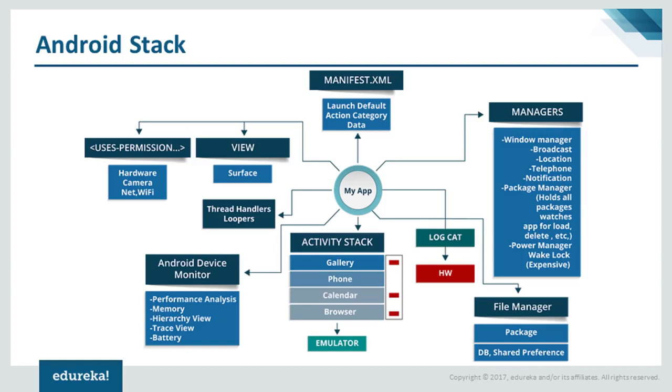So all the applications' manifest is being stored in the package manager. So the package manager literally knows how many applications are there in your devices. So apart from this, we have the view. This happens to be a different object by itself.